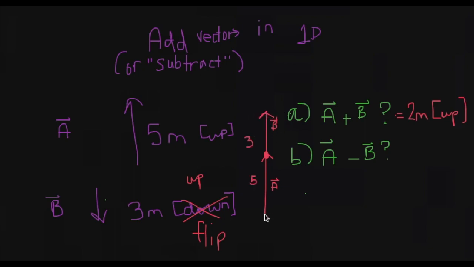And now the total vector starts from here and ends here. 5 plus 3 is 8. And both of these point up, so our direction is simply up.